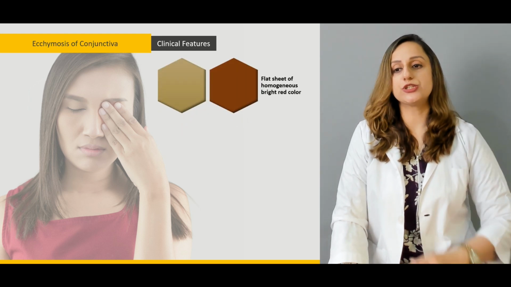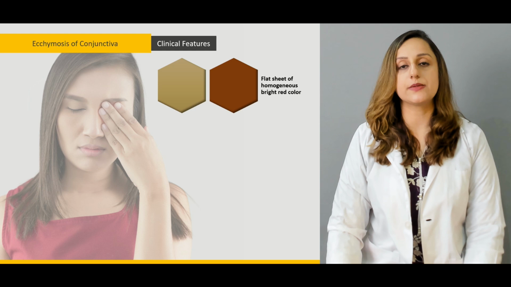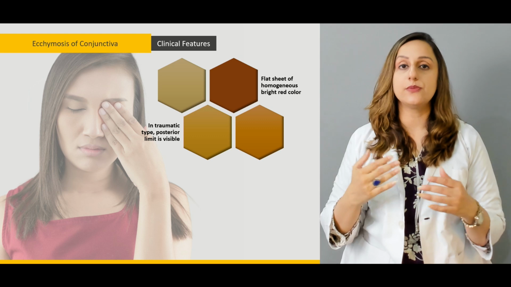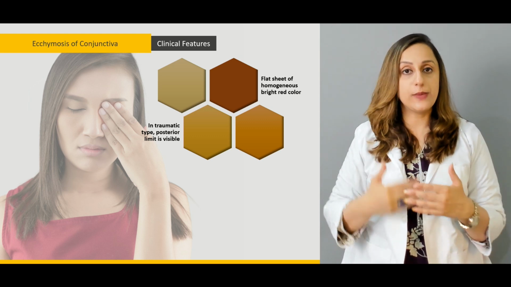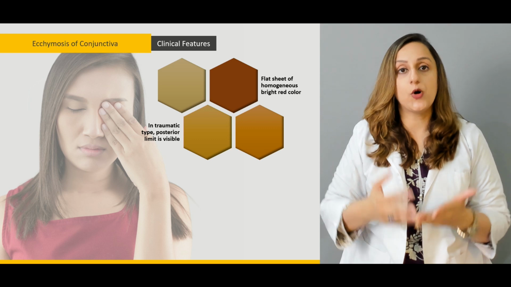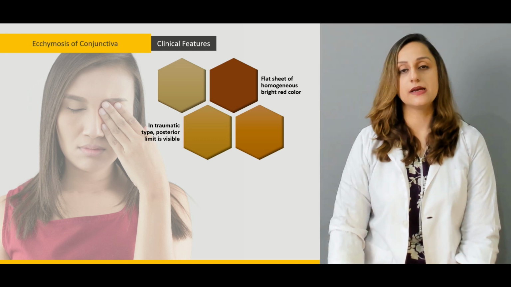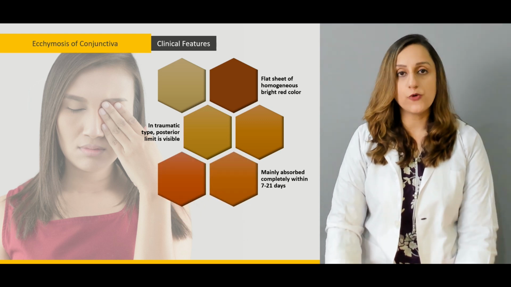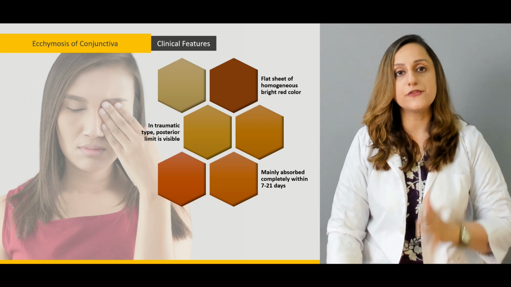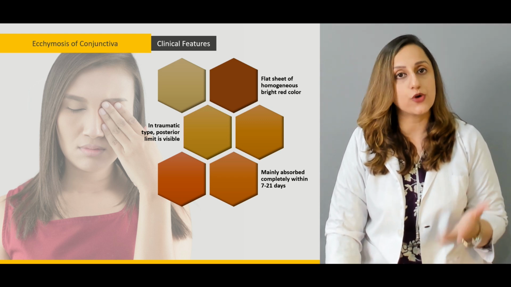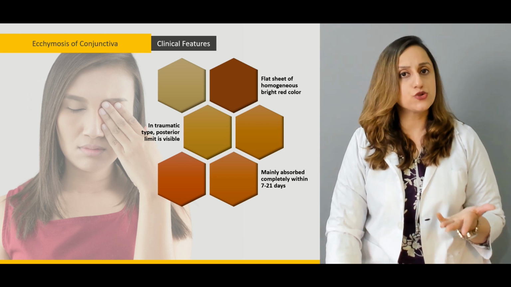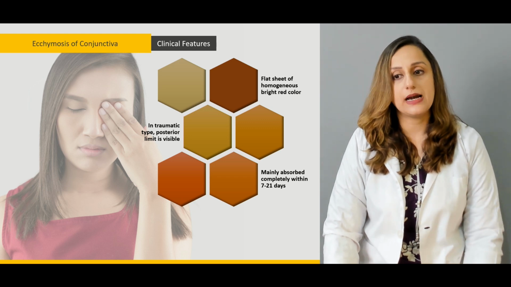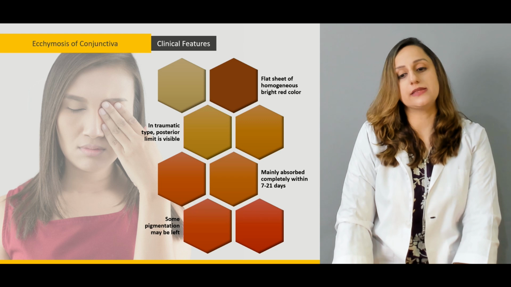The clinical features would include a flat sheet of homogeneous bright red color. In the traumatic type, the posterior limit is visible. So it's again very important when you have retrobulbar injections given upon surgeries, you will have that posterior limit quite visible in these patients. And then on the other hand, we have to focus on the fact that it's basically a self-limiting condition. Mainly it is absorbed within 7 to 21 days, in other words almost 3 weeks to self-resolve.